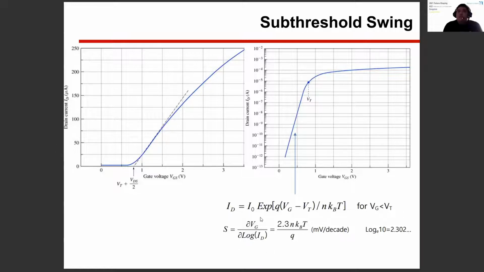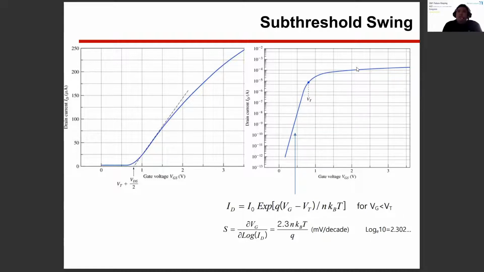The amount of this swing, this slope, comes from some kinds of logarithms. With that said, if we put in some constants, in theory it's around 60 millivolts per decade. However, in modern devices, of course, I am going to tell about this later, the modern devices have a much poorer subthreshold swing like this.